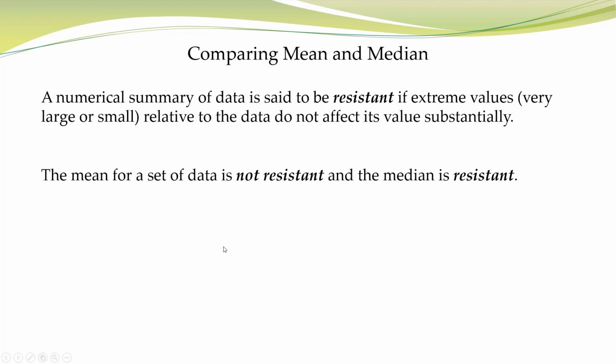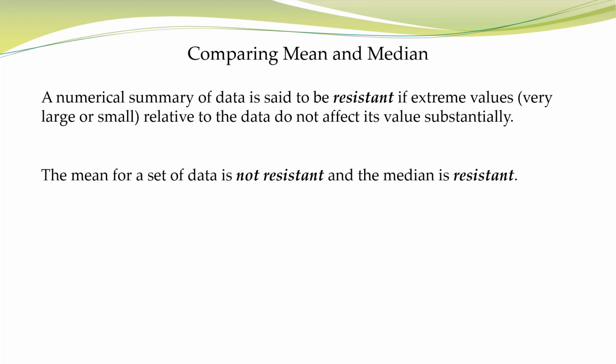For example, if you had a set of values and you took one of the values and made it an extremely large value, that's going to affect your mean. It's going to raise it. Or if you took one of your lower values, made it a very, very small number, it's going to lower your mean. So the mean is non-resistant.